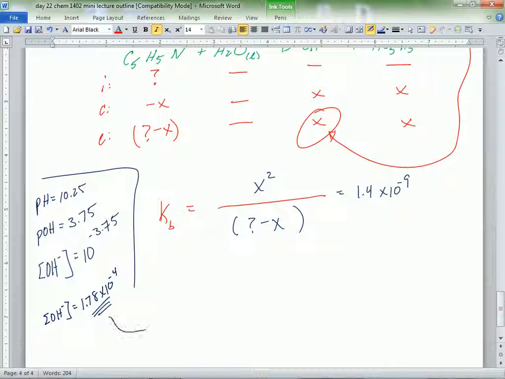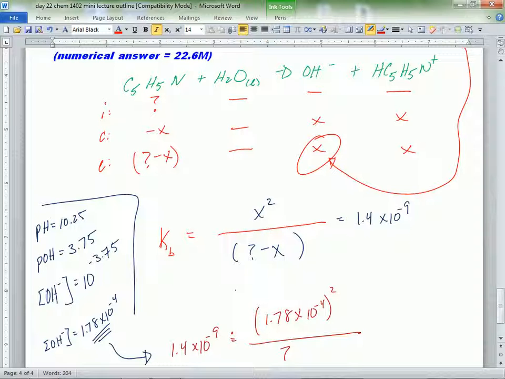So then you can plug stuff in. Oh, let's use this guy. So 1.4 times 10 to the negative 9 has to equal 1.78 times 10 to the negative 4, and you got to square it, divided by the question mark, essentially. And then you cross multiply, and pretty much bring the question mark up here, that down there. Yep. Wait, so you do the 1.4 times 1.8? Mm-hmm. Because the answer is 22.6. Oh, it's showing. Yeah, the correct answer is given. It's 22.6.